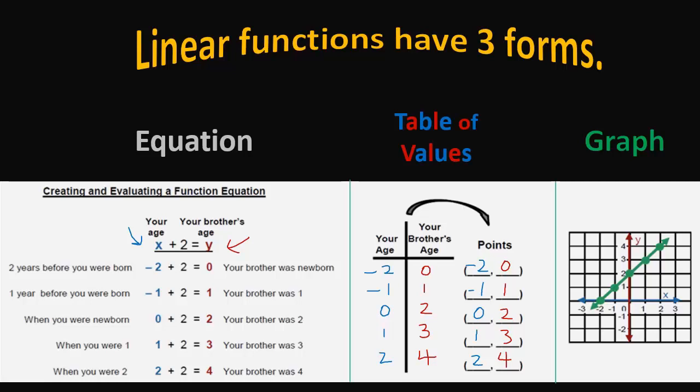Next, let's evaluate this function equation. That means we'll choose some number values for x, and then we will add 2 to it and see what comes out for y. 2 years before you were born, you were negative 2 years old. We add 2 to that, and we see that your brother was 0 or newborn. 1 year before you were born, your brother was 1.